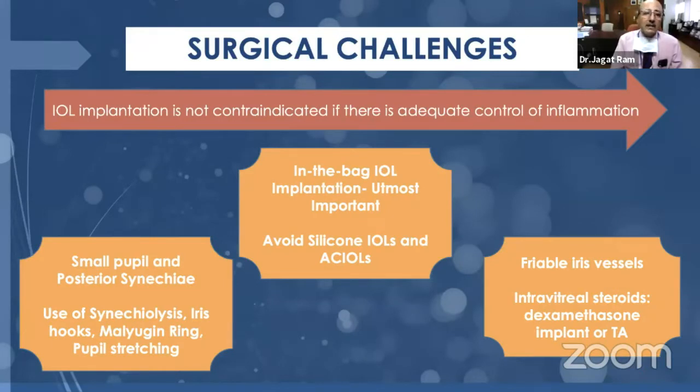In the surgical challenges, a small pupil remains a challenge. There may be a lot of posterior synechiae, and synechiolysis is done. Then we use several types of hooks and rings, such as the Malyugin ring, or even some people do stretching, but it is better to either put a ring or apply the hooks. Operatively, IOL implantation in the bag is utmost important, and whether to implant intravitreal dexamethasone or not is also one of the issues.